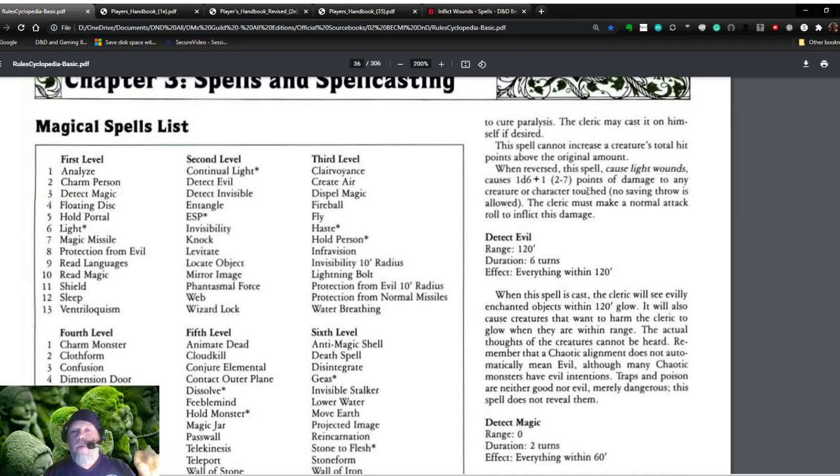Now, when it's reversed, this spell is called Cause Light Wounds, and that deals 1d6 plus 1, or 2 to 7 points of damage to a creature that it has touched. Now, there were some interesting things about this spell that we will get at as we look at later editions of the game.